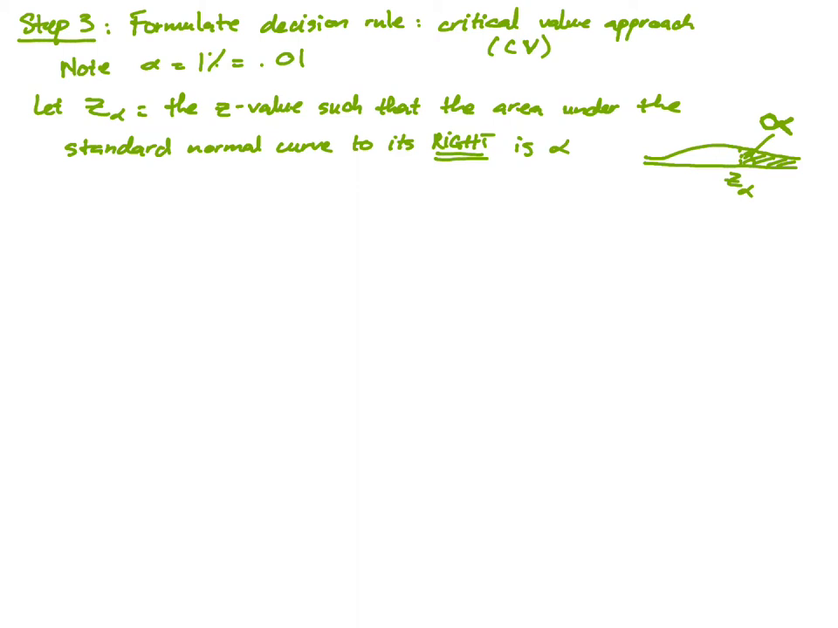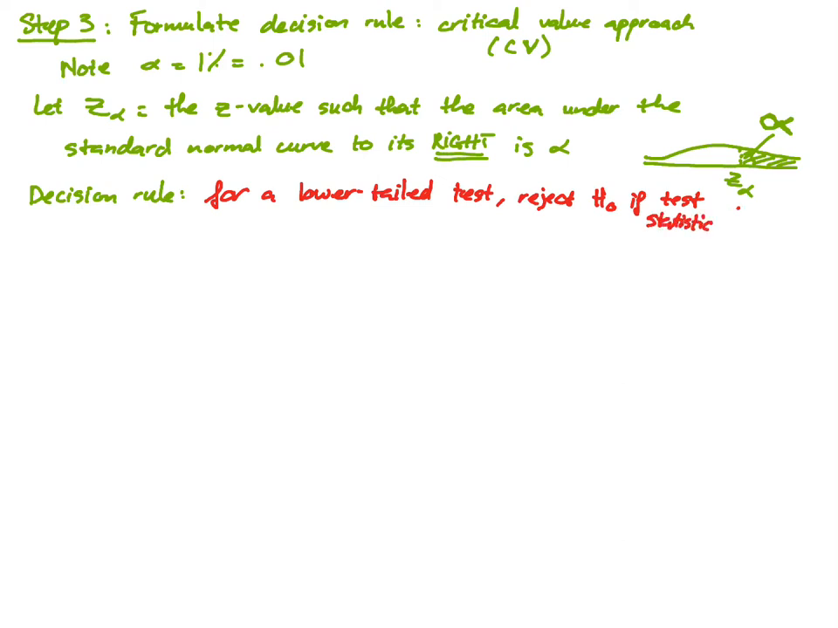Now we're ready to formulate our decision rule. For a lower tail test, we reject the null hypothesis, so we reject H sub 0, if our test statistic is less than the critical value, where the critical value is equal to negative z sub alpha.